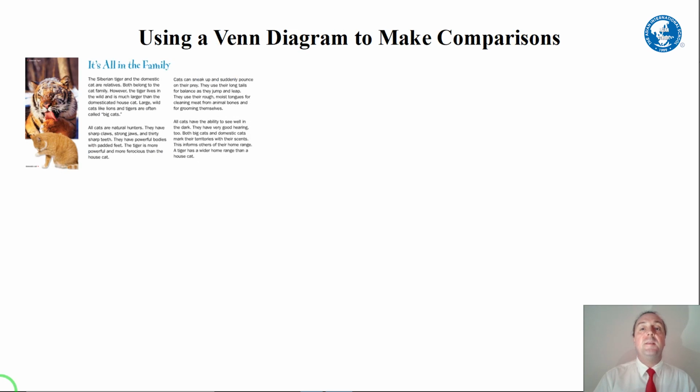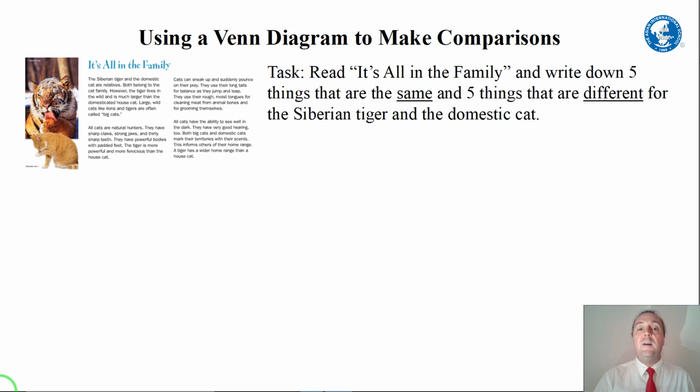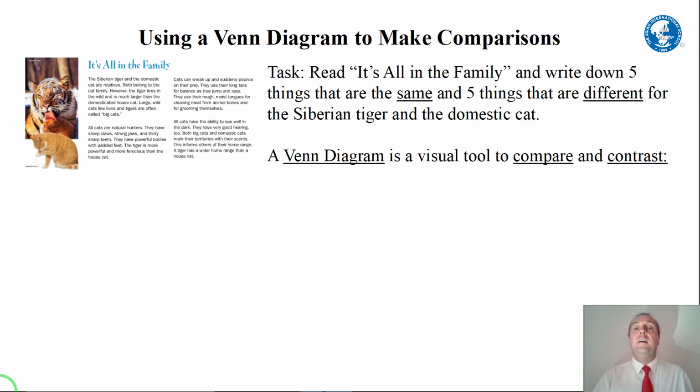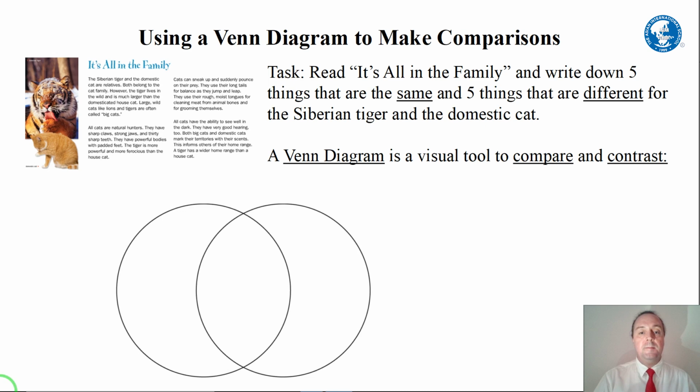Okay, let's see if we have the same ideas. So the first way I'm going to show you today how to make comparisons is using what we call a Venn diagram. A Venn diagram is a very simple visual tool to compare and contrast. We use this in many subjects. You may have already used it in literature class, in geography class, in history class.